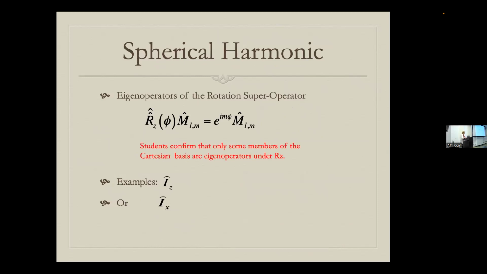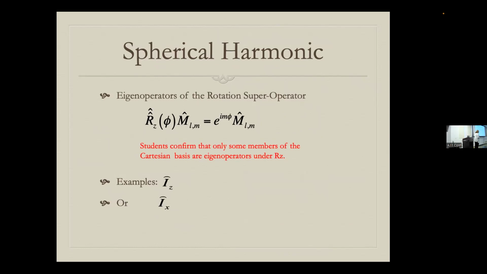Now, what does it mean to be an eigenoperator of the rotation superoperator? This. I take some matrix, L value and M value specified, not a mixture of them, but just one of them, one of those 9. And when I rotate that piece of your interaction tensor, you get back exactly the same thing times a phase factor.